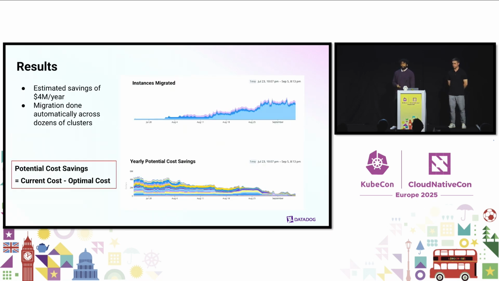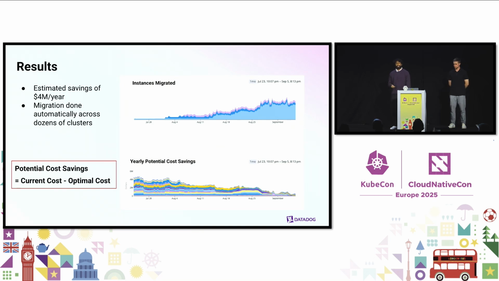So because of this new automation, we were able to do this migration across dozens of clusters. On the top, you can see the number of instances we migrated. On the bottom, you can see our yearly potential cost savings going down. So potential cost savings is a calculation we do where we take the current costs of our clusters and subtract the optimal cost if we are using the optimal instance type.